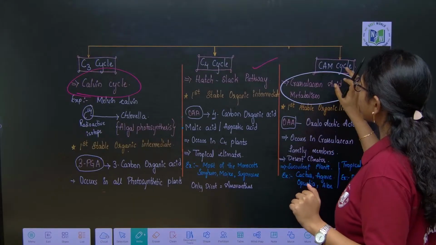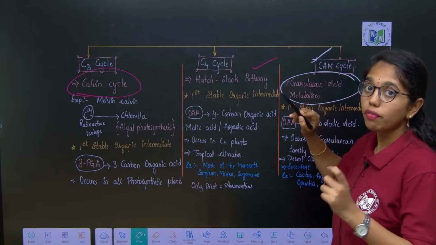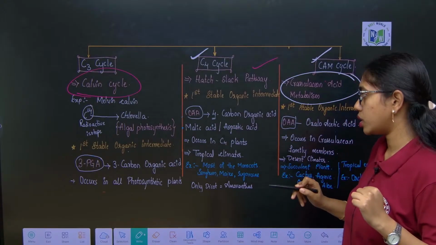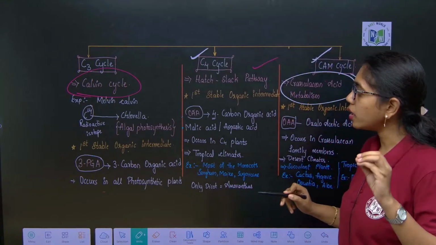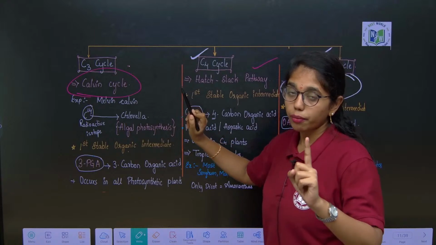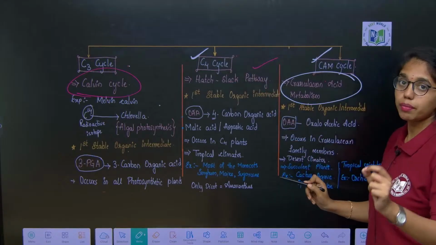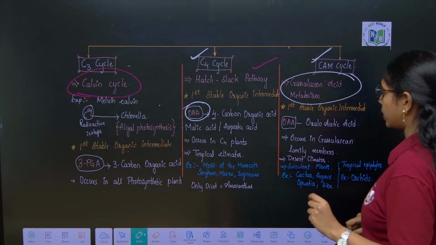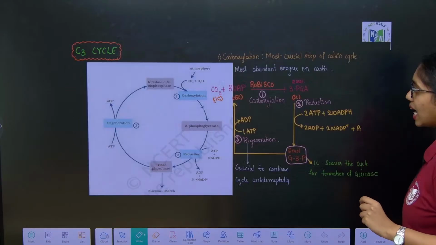And CAM cycle and C4 cycle are not one and the same: in CAM cycle only mesophyll cells are involved, but in C4 cycle both mesophyll cells and bundle sheath cells are involved. So whatever points I am saying, beta, keep them in your mind strongly. In the C3 cycle the primary organic intermediate that is formed is phosphoglyceric acid. In the C4 cycle the first stable organic intermediate is oxaloacetic acid. Here also the first stable organic intermediate is oxaloacetic acid.